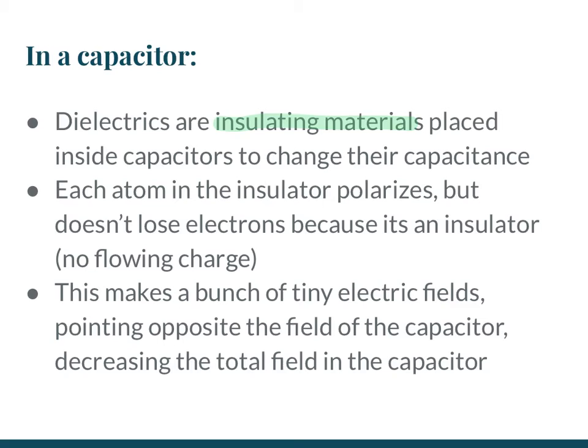So it's important that it's insulating, because if you stuck a conductor in between two charged plates, then all of the charge would just equalize out and you wouldn't have a capacitor anymore, or at least you wouldn't have a charged one anymore. So they have to be insulating. Every atom in the insulator polarizes, but it doesn't lose an electron because these are insulators where electrons don't flow. So the electrons still stay with their respective atoms. So that makes a bunch of little electric fields that point opposite the field of the capacitor and decreases the overall field. So we just saw how all that worked. And it means that when you insert a dielectric, the capacitance goes up.